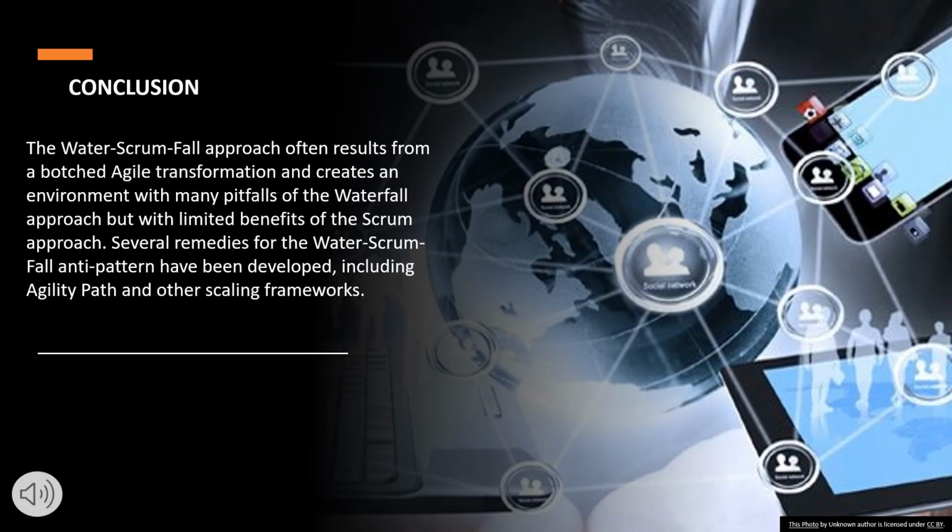Conclusion: the Water Scrum Fall approach often results from a botched agile transformation and creates an environment with many pitfalls of the waterfall approach, but with limited benefits of the Scrum approach. Several remedies for the Water Scrum Fall anti-pattern have been developed, including Agility Path and other scaling frameworks.